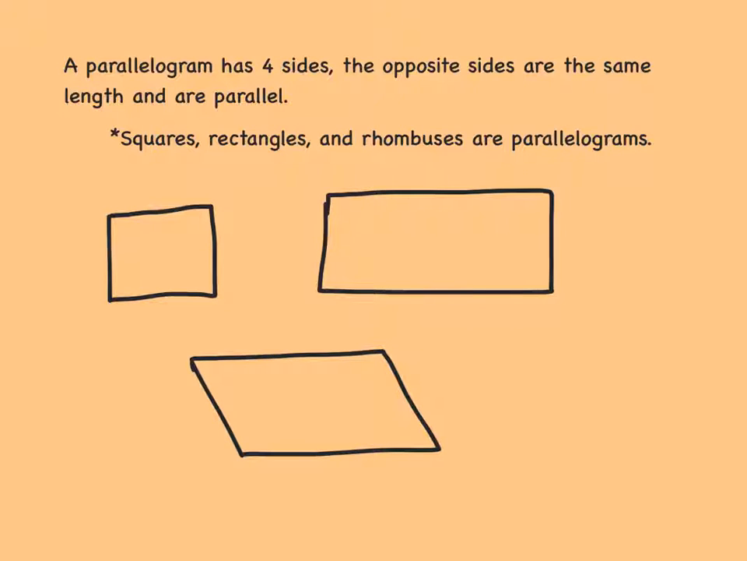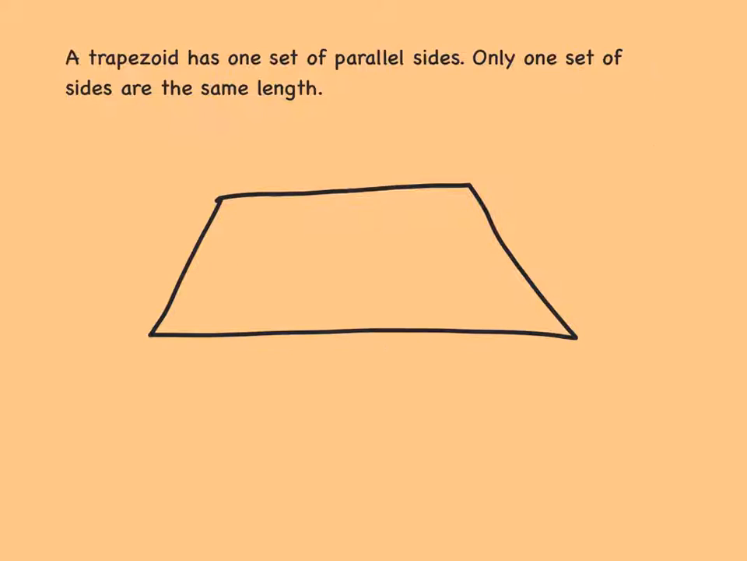A parallelogram has four sides. The opposite sides are the same length and are parallel. So a square, the rectangle, and the rhombus are all parallelograms.